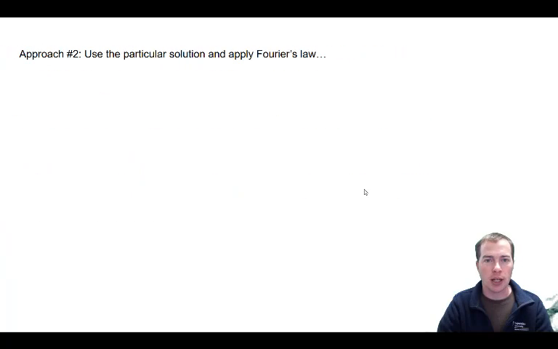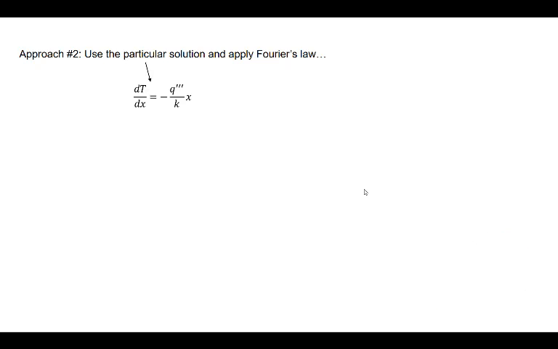The second approach to answering the question is to use the particular solution and apply Fourier's law. The particular solution gives us an equation for the temperature gradient at any location in the fuel element. The temperature gradient is equal to the negative of the thermal energy generation rate divided by the thermal conductivity of the fuel element times the positional coordinate x. Fourier's law allows us to quantify the heat flux given the temperature gradient.